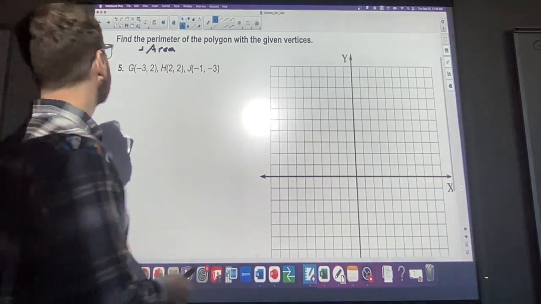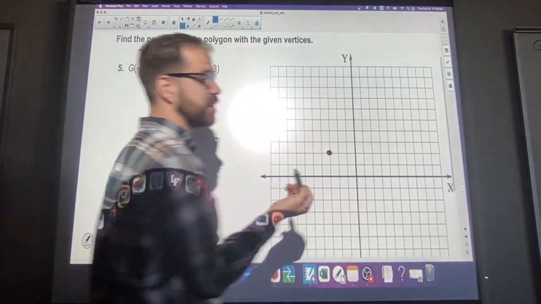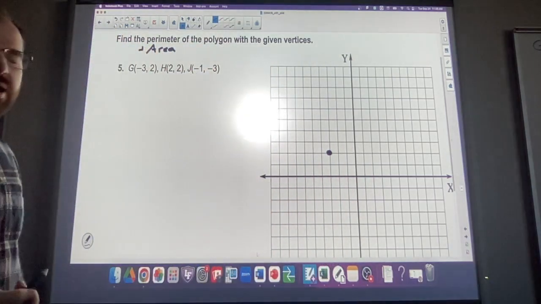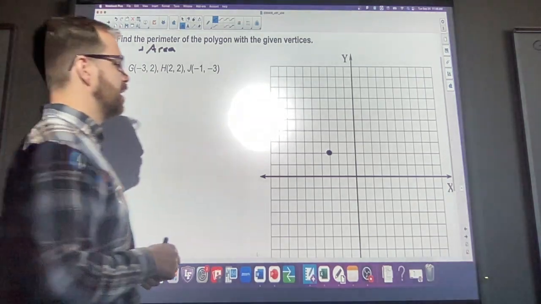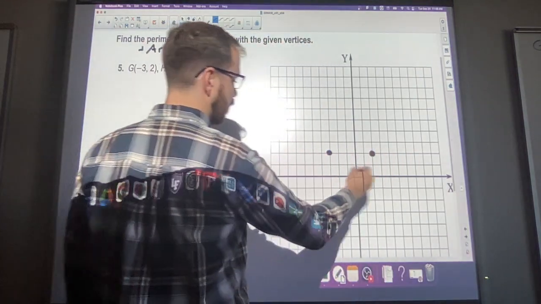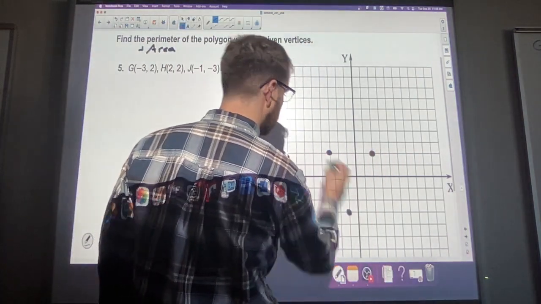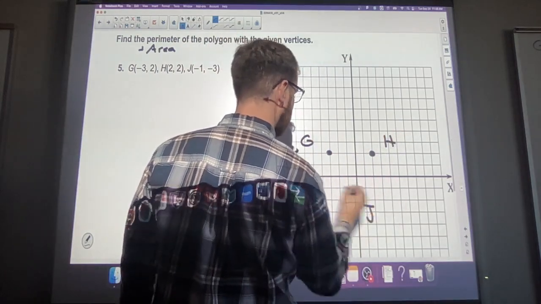All right, so first we want to graph it. So -3, 2. And just so you know, on your assignment, they may not require you to graph it. I strongly recommend it. It makes it a lot easier, and you won't make as many mistakes. All right, 2, 2, and then -1, -3. So we got G, H, J.